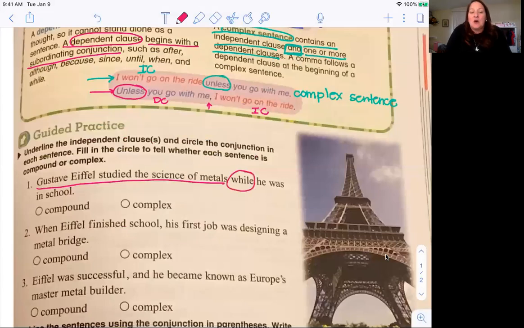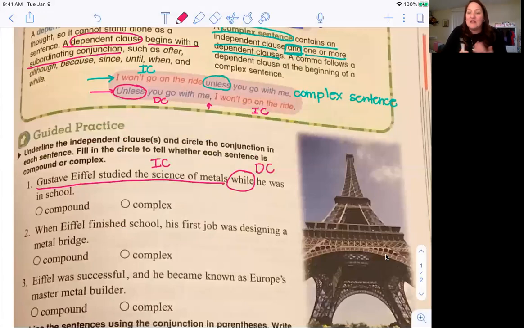Okay. So we've already established that this right here is an independent clause. It stands alone by itself, right? But the second part, it says, while he was in school. Is that an independent clause or a dependent clause? Can we say while he was in school and it makes a complete thought? No, we cannot. So this is a dependent clause.